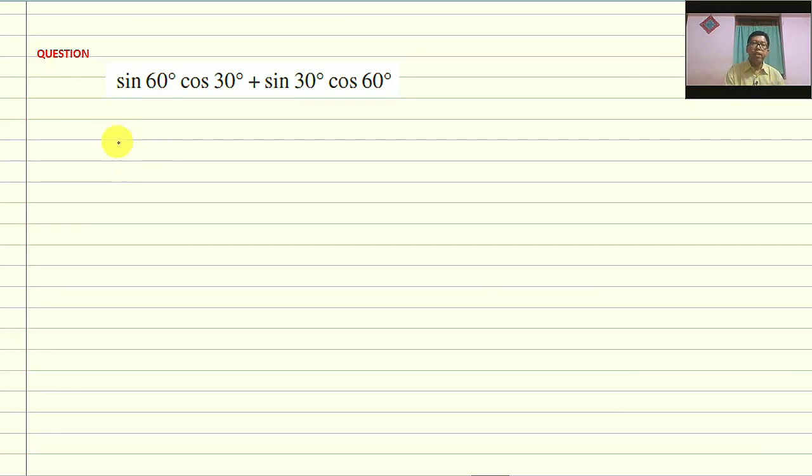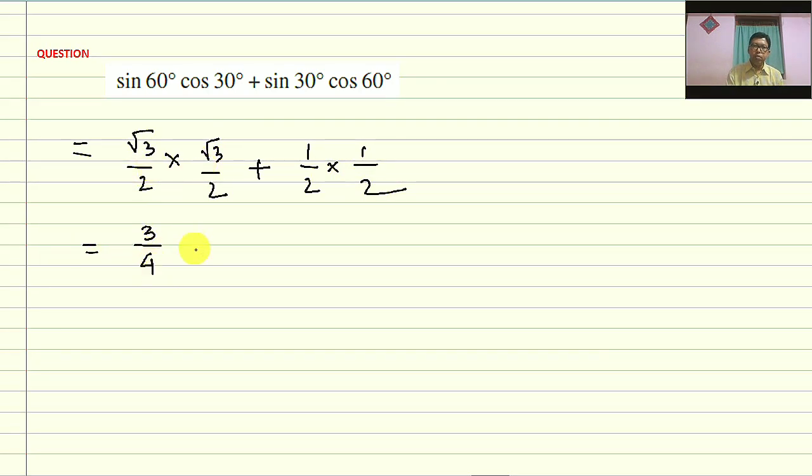Sin 60 degree into cos 30 degree plus sin 30 degree into cos 60 degree. Sin 60 degree we found is root 3 upon 2, into cos 30 degree, which is again root 3 upon 2, plus sin 30 degree, which is half, into cos 60 degree, which is half. So root 3 into root 3 is 3 upon 4, plus 1 into 1 divided by 2 into 2. So this is equal to 3 plus 1 upon 4. So 4 upon 4, getting the result 1.